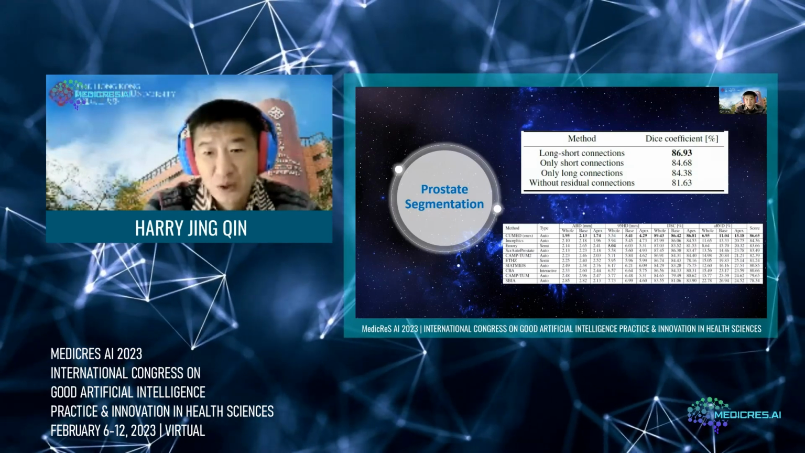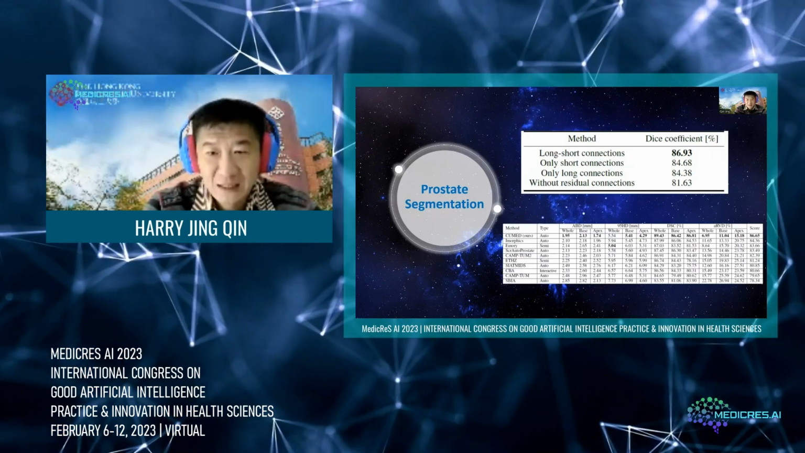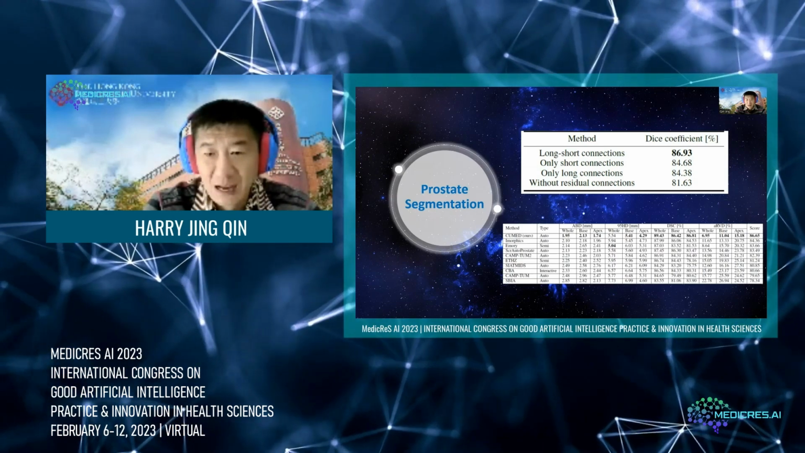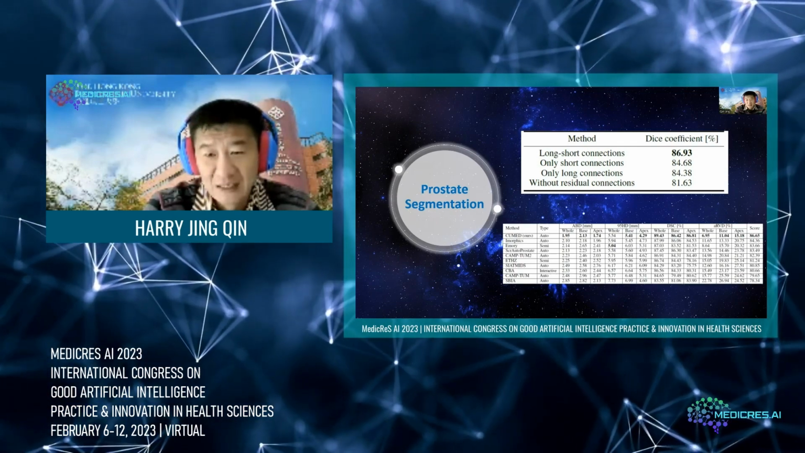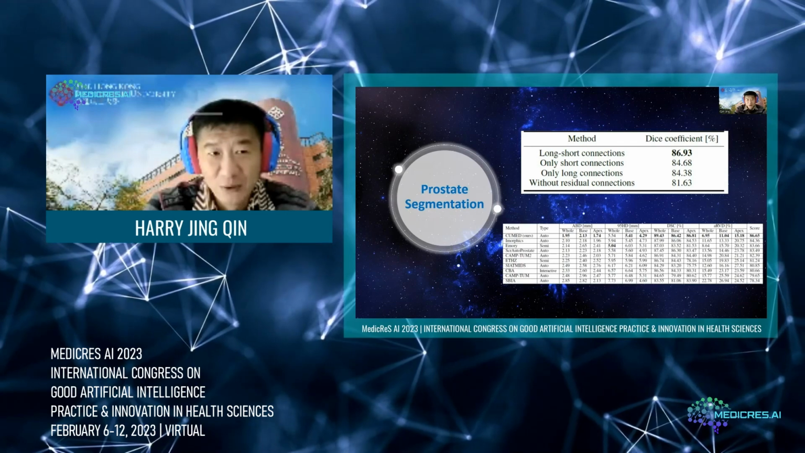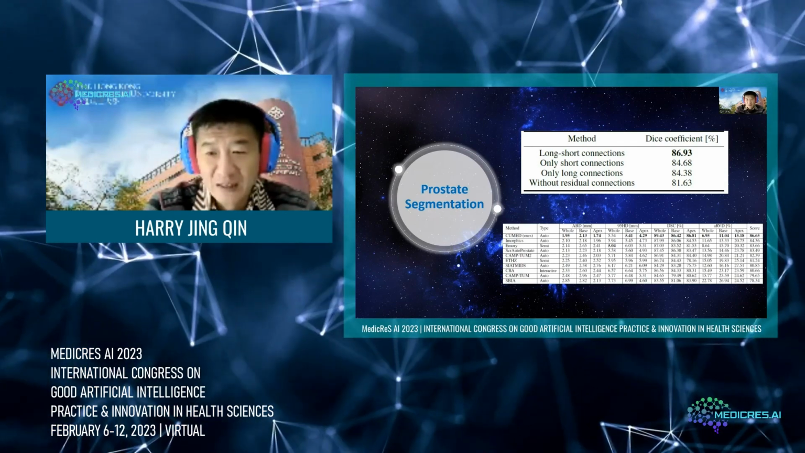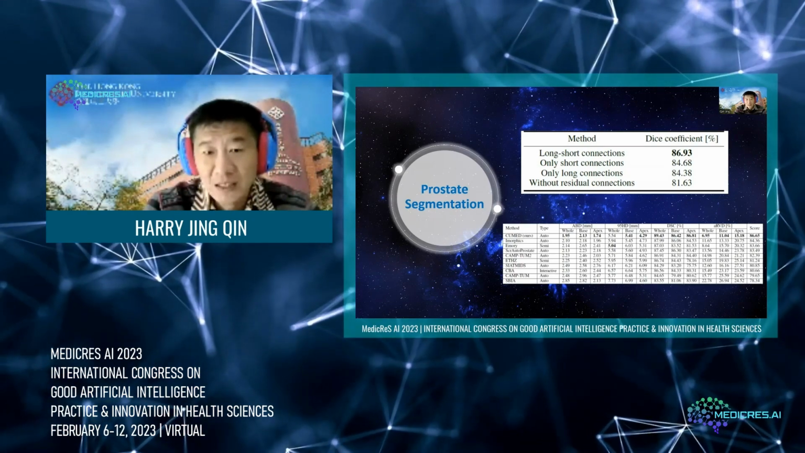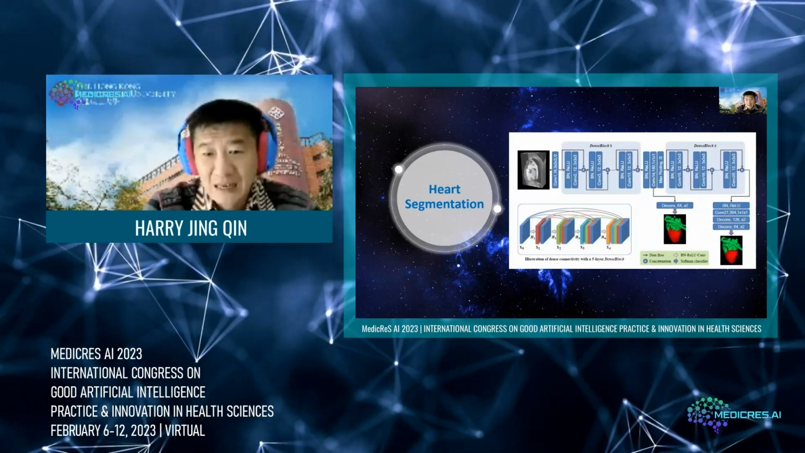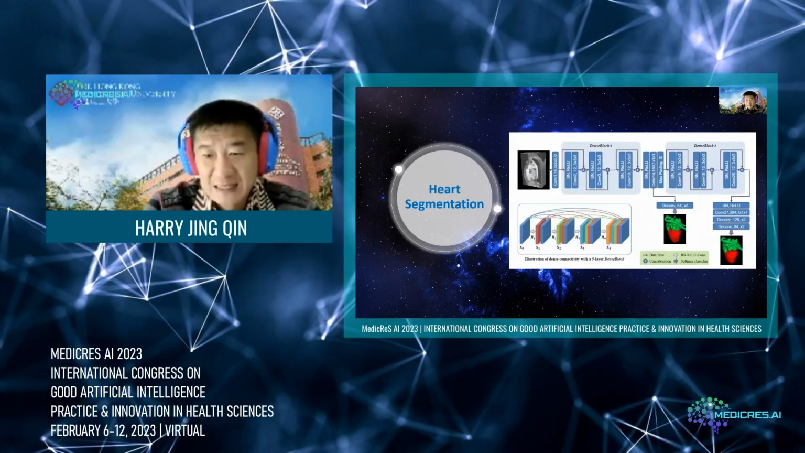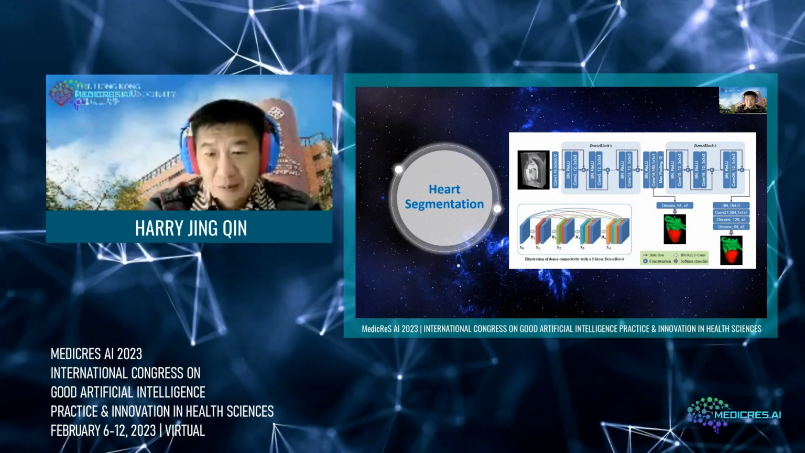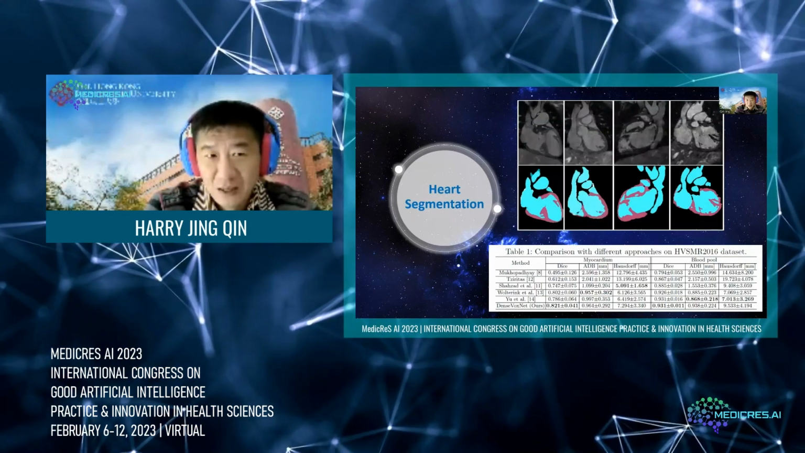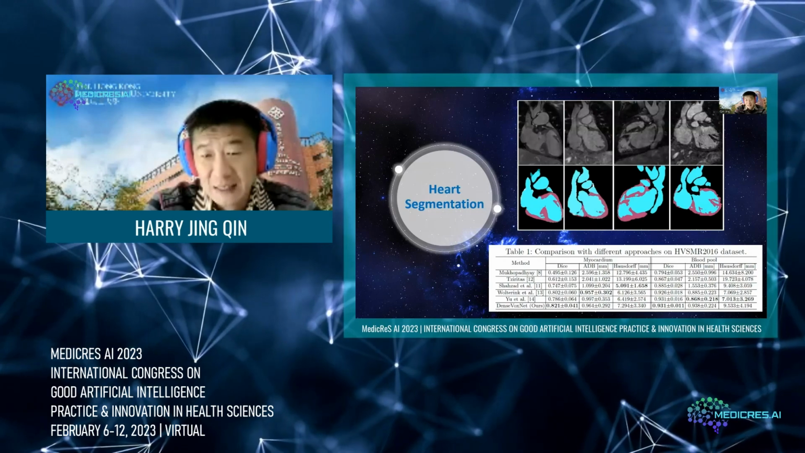So this table shows the quantitative results. You can see that the proposed method with both long and short connections achieves better results than the network only equipped with short connections or long connections, as well as network without residue connections. Particularly, our method ranked the first place in a famous international challenge, outperforming other methods in most evaluation metrics. The next example is heart segmentation. In this work, we developed a densely connected network to further propagate the information within the network. So here are the qualitative and quantitative results. Also, we achieved the best performance in an international challenge.